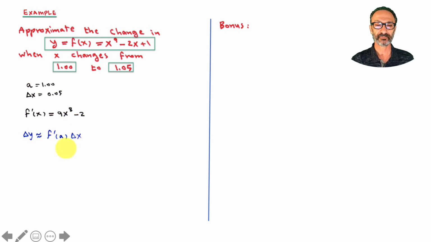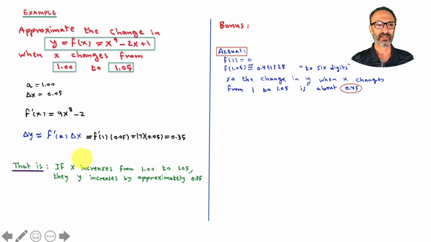That's dy. F prime at a, which is at 1, just plug in 1. Delta x, which we agreed on as 0.05. And you end up with 7 times 0.05, which is 0.35. That's how much delta y is being replaced by dy. dy is about 0.35. And if x increases from 1 to 1.05, then y increases by approximately 0.35.